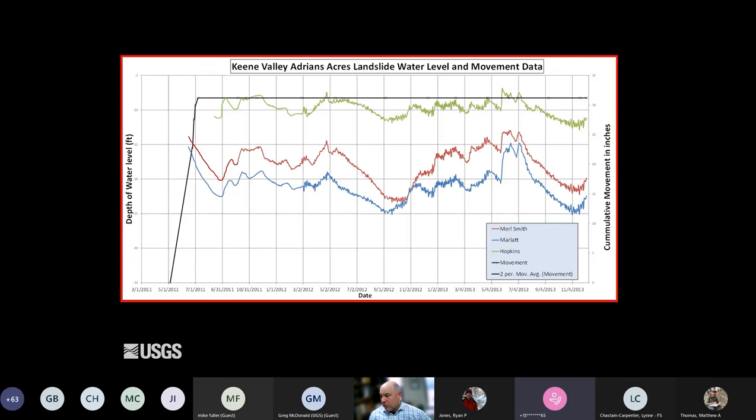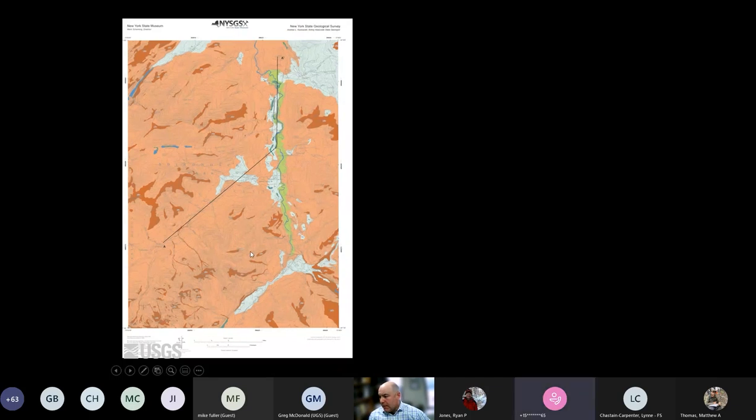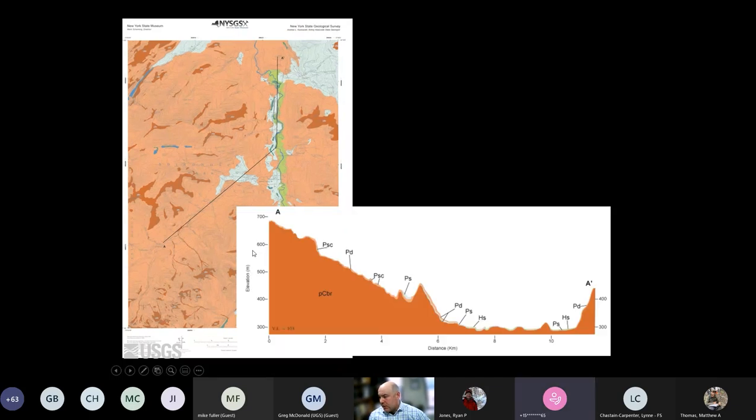Ultimately, we ended up doing surficial geologic mapping, again in the Keene Valley quadrangle, as part of our solution to address this and provide some additional information for the local planners. There's the map itself and cross sections.